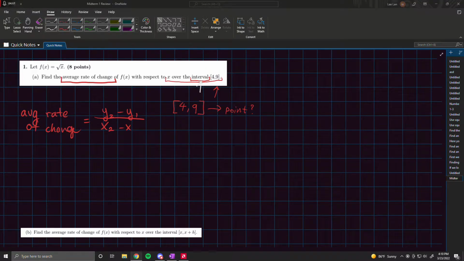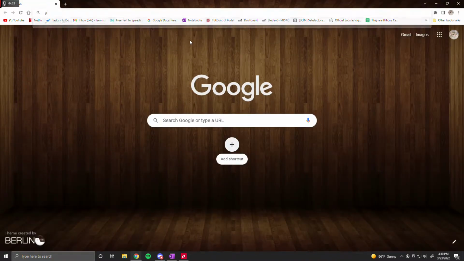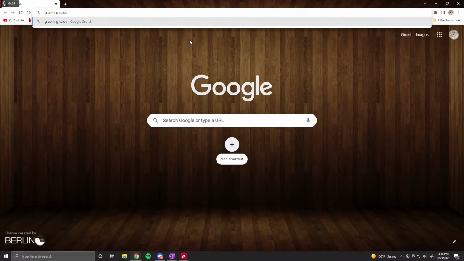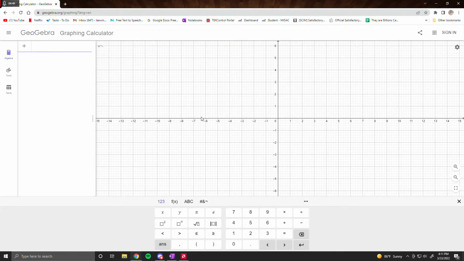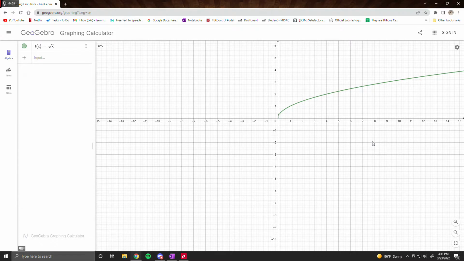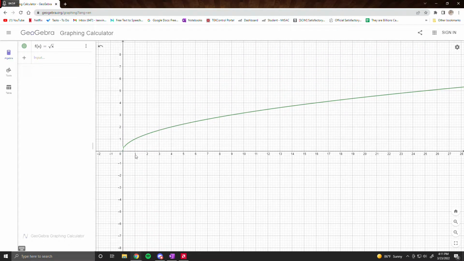I think it would be useful to know, what does the graph of root x look like? By the way, you don't even need one of those fancy graphing calculators, the $100 ones. Your phone does it for you. You can just Google graphing calculator or pull up GeoGebra. So let's look at the graph of root x, and that's what it looks like.